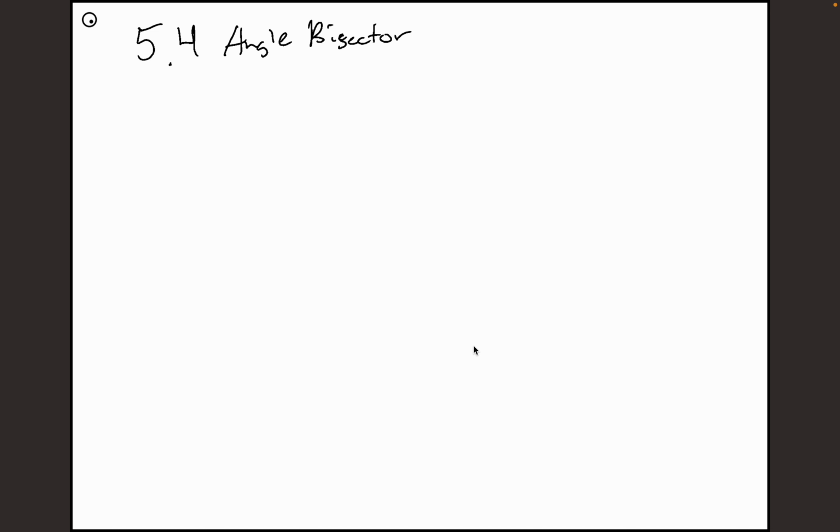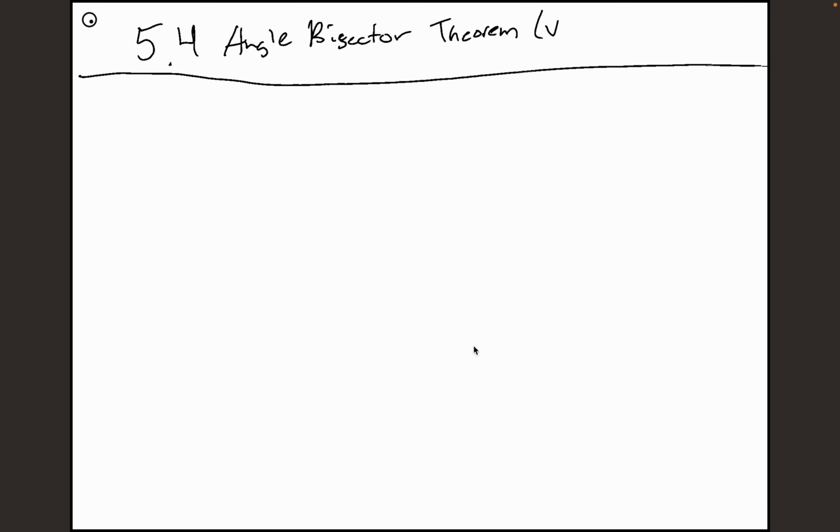All right, so this chapter right here is going to be 5.4. This is going to be angle bisector theorem, and it's going to be versus medians. So we're going to talk about angle bisectors, segment bisectors, and medians today. And there's going to be three different ways of solving for these problems.